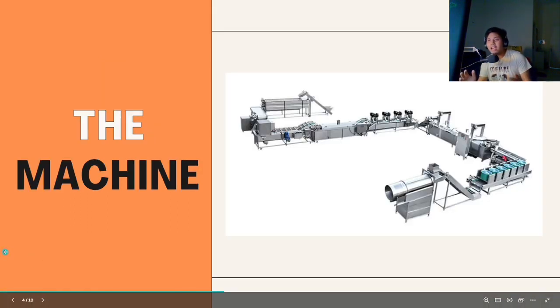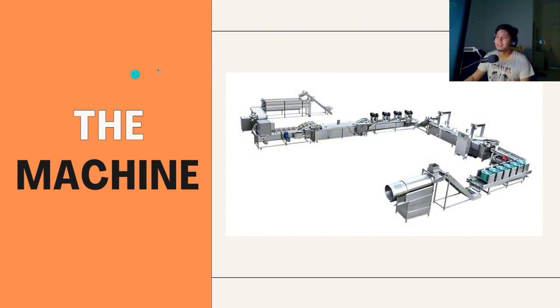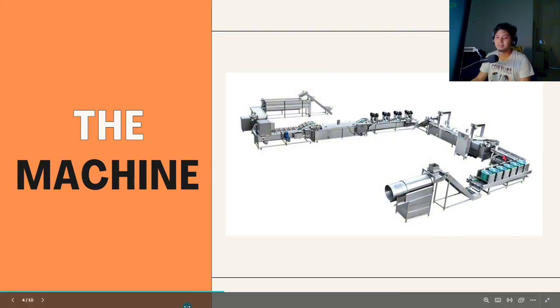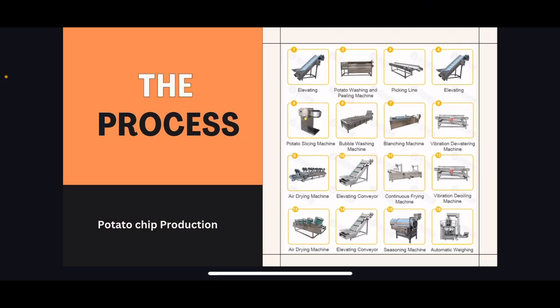So here we have the machine itself. It starts from the elevating machine, or the elevating device, where it elevates the potato into the machine, continuing on throughout the machine, and it ends with the seasoning device where it seasons the potato until you are satisfied with the flavor of the potato chip production.